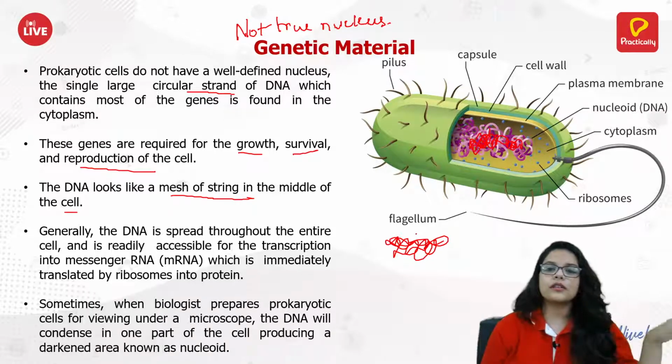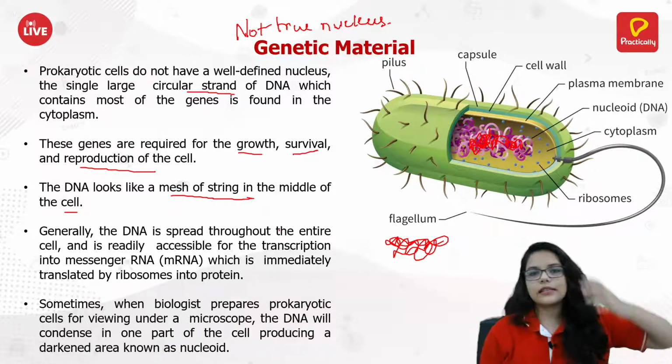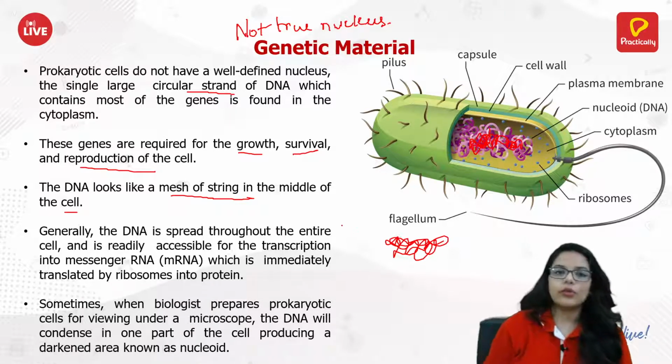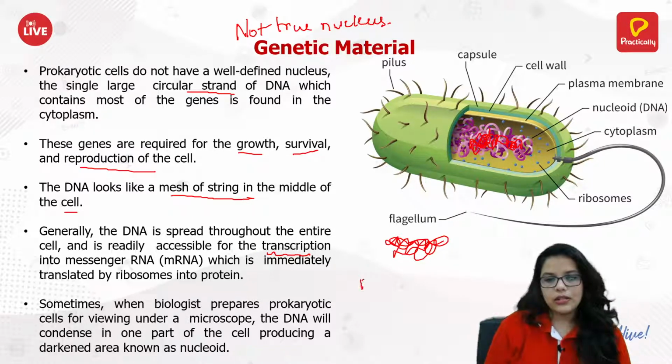Okay, it just floats in the cytoplasm and it looks like a mesh of string. Now, generally, DNA is spread throughout the entire cell and is readily accessible for transcription. There are no envelopes and no coverings. They are just floating inside the cell, and they are readily available for transcription. Transcription is what? DNA gets converted into RNA.